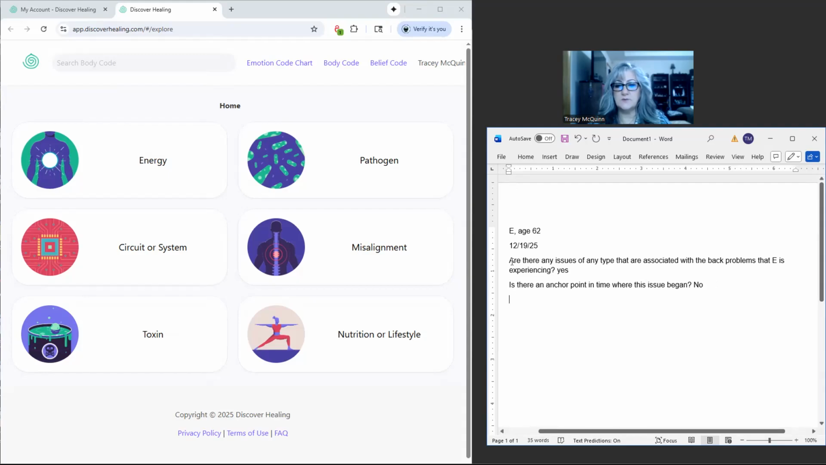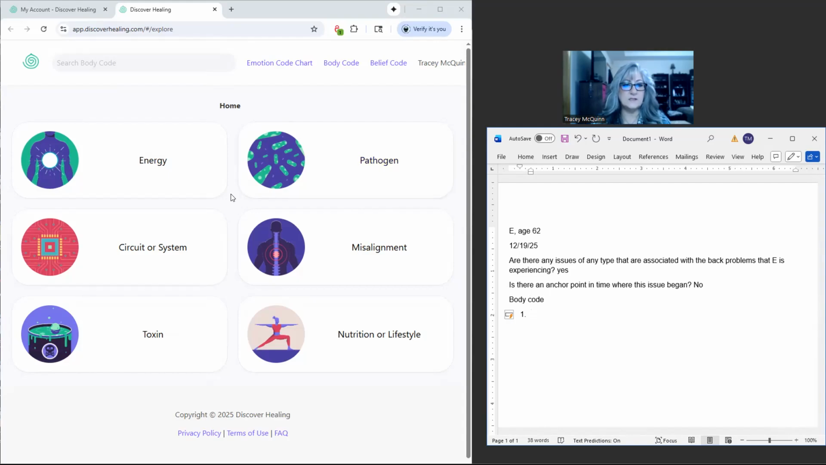Okay, so the original focus up here, are there any issues associated with the back problems that E is experiencing? And I like to just let this flow between the modalities. So where are we going to start for this? And I've already asked for the key log issues, the most impactful things to get him the most relief and long-term relief, right off the bat. So is it emotion code, body code? Okay, so body code. And where are we going to go? I'm looking at that app now.